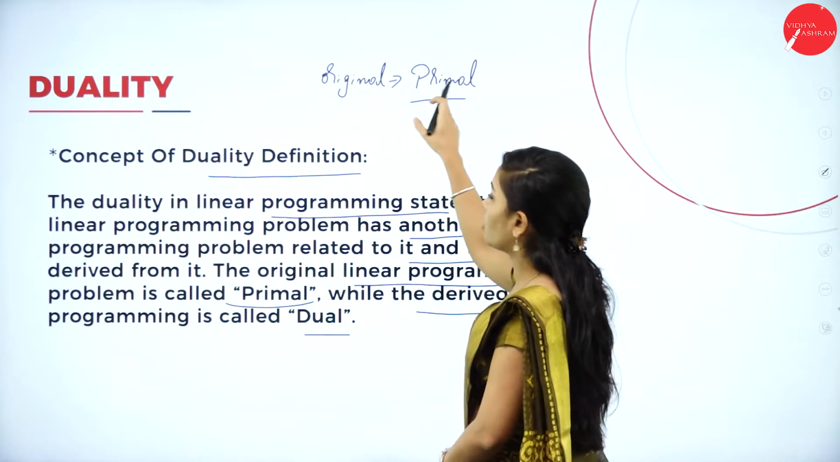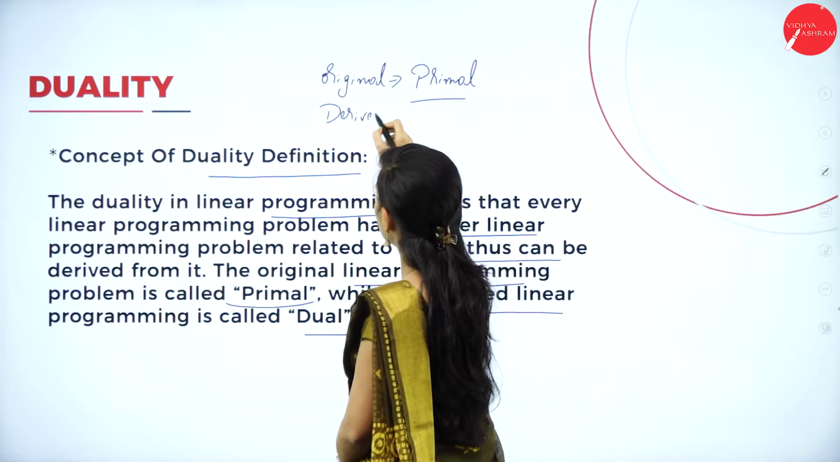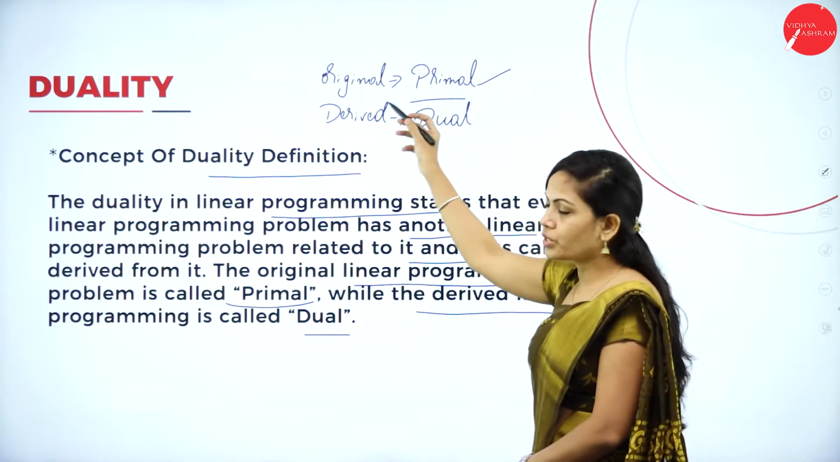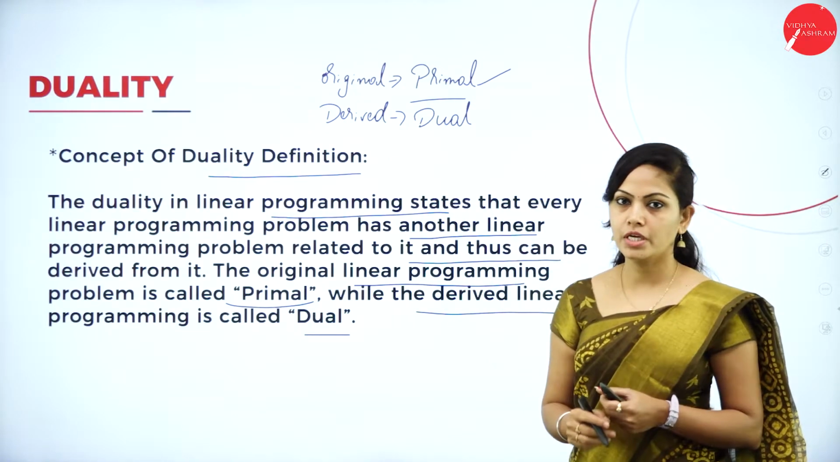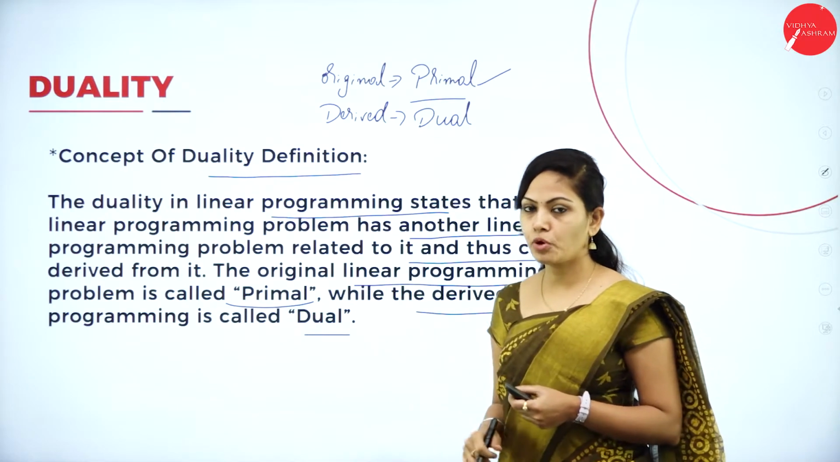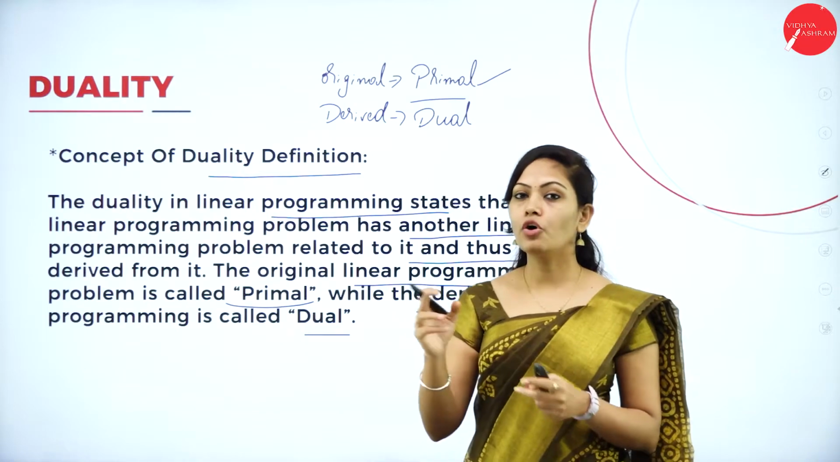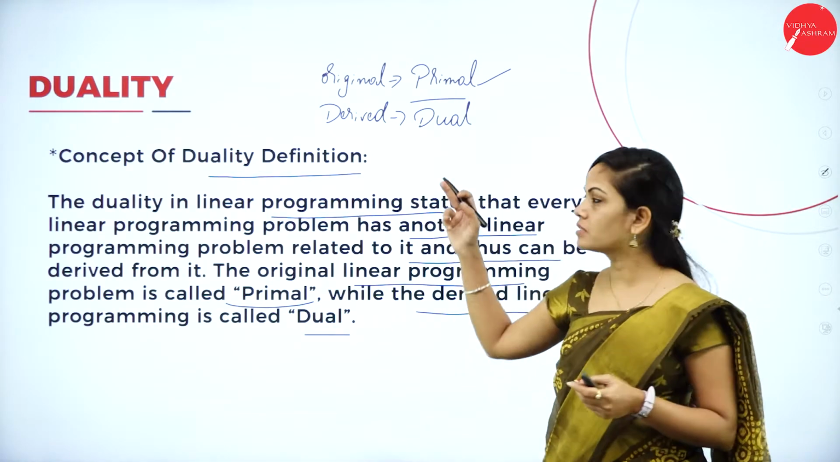So original is called as primal and derived problem is called as dual. Primal is original and dual means it is derived programming problem. So in every linear program, we can get the new linear programming problem. The original problem is called as primal and the derived problem is called as dual.